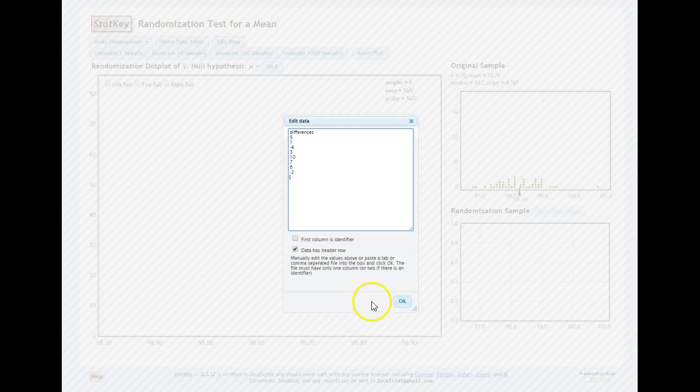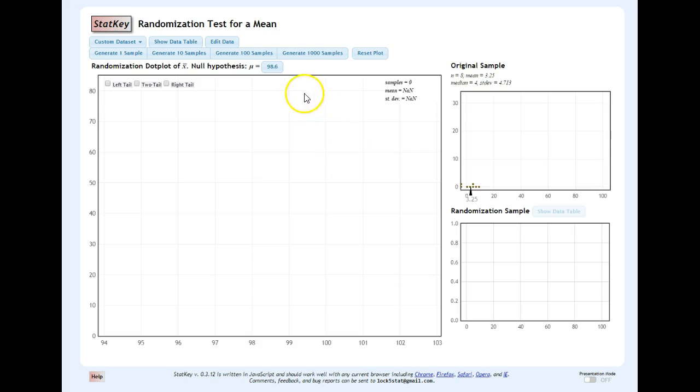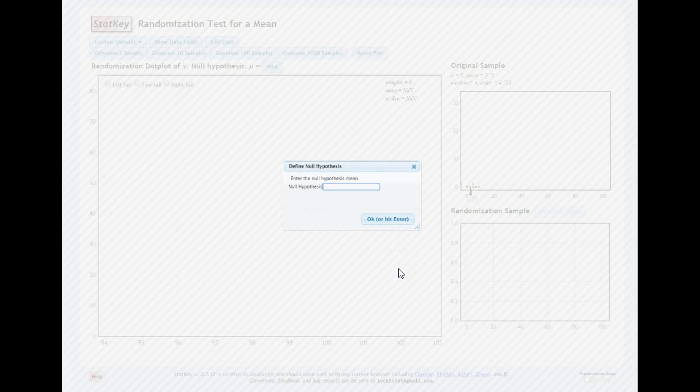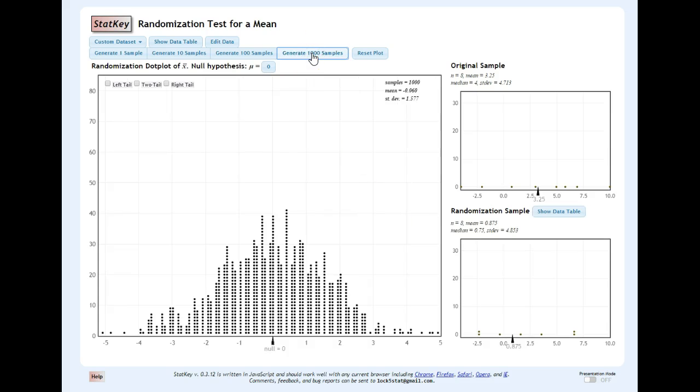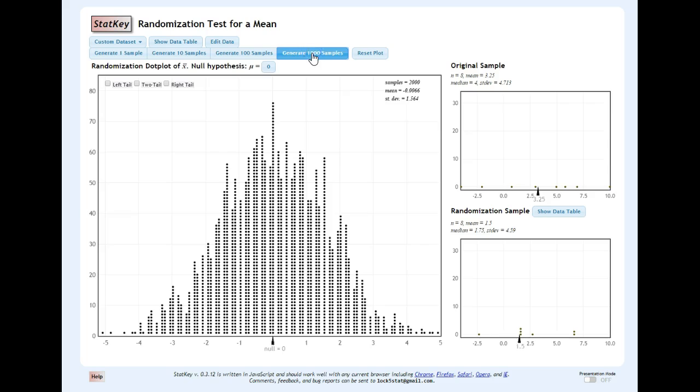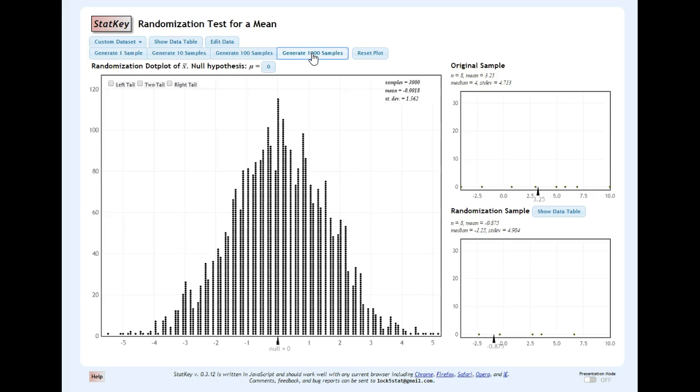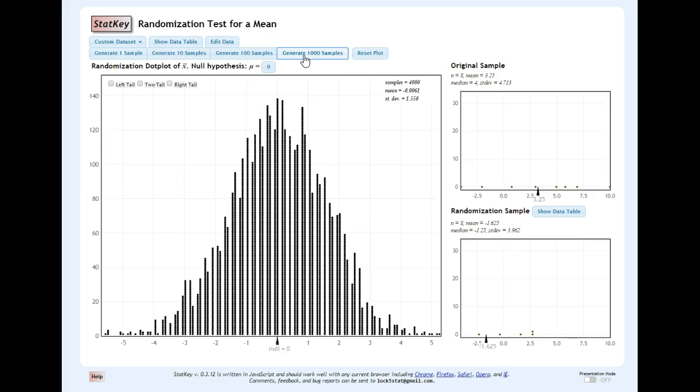So we paste in that list of differences, and then we have our null hypothesis that we need to change to mu equals 0, which is what we talked about earlier. So we enter that in, and now we're going to generate our resamples. Since the null is that mu is equal to 0, most of our data is going to clump up around 0 here. And because of the not equals test, we are going to say it is a two-tail. If we thought greater than, we'd go right tail, less than, left tail.